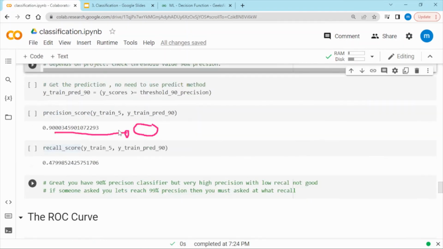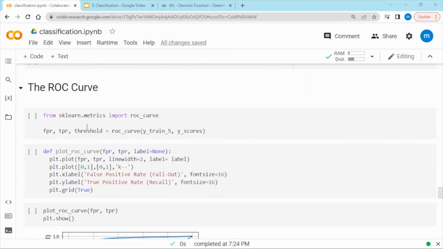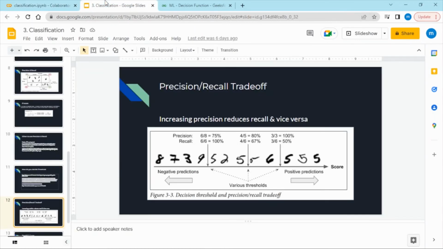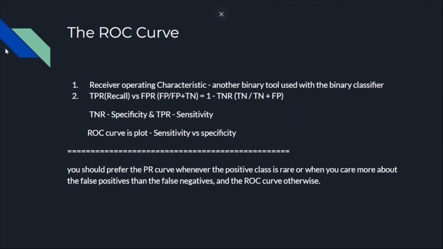Now the next part is the ROC curve. This is another metric to decide which model is performing better than another. So what is the ROC curve? ROC curve is nothing but the receiver operating characteristic curve. This is again a tool used for binary classifiers.